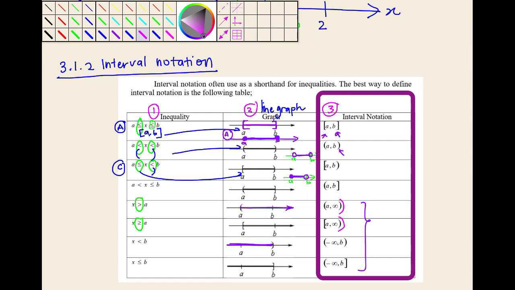Infinity bukanlah titik yang terakhir. That means it will go on and on and on and God knows when. Okay, so it is always a normal bracket. So that is how you write the notations for inequalities.